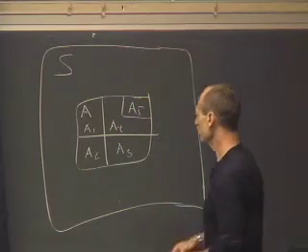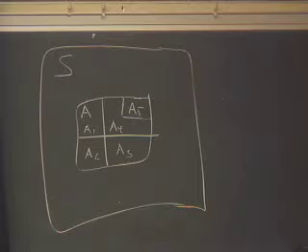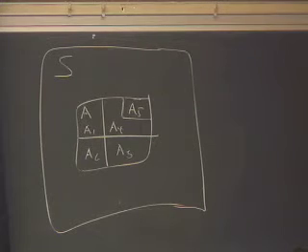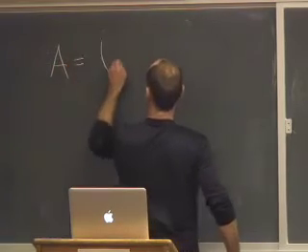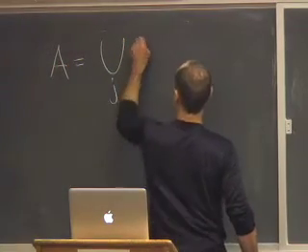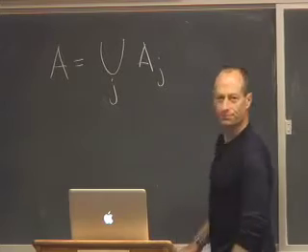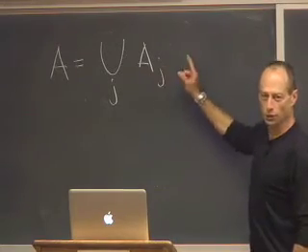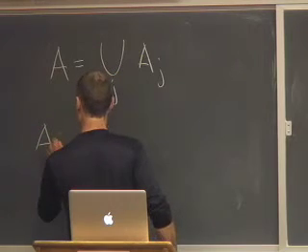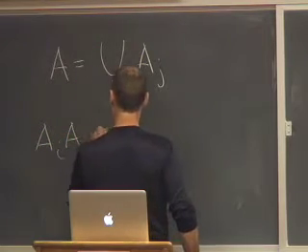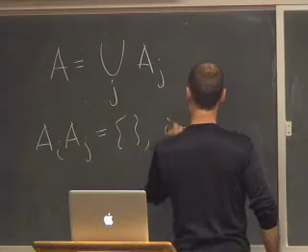So a different way to write that would be: A is equal to the union over j of Aj. So that's like A1 union A2 union A3, et cetera. And Ai intersect Aj is empty for i not equal to j.